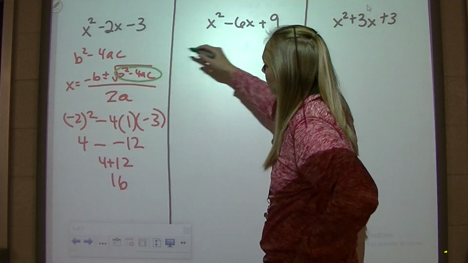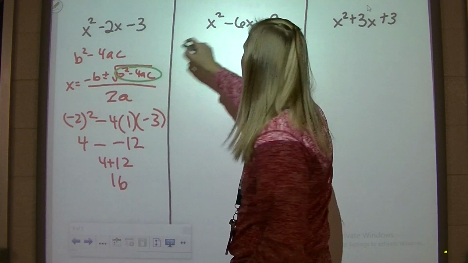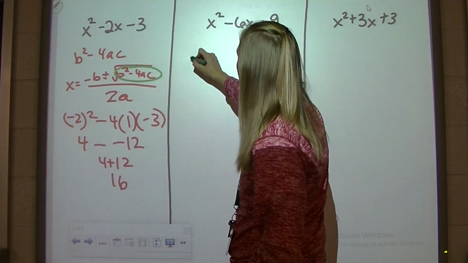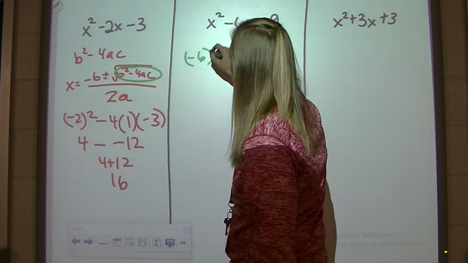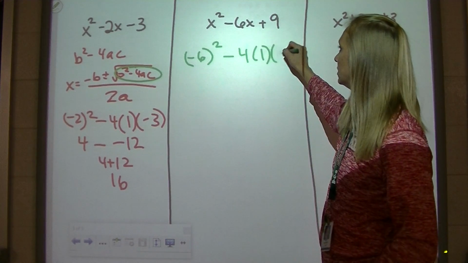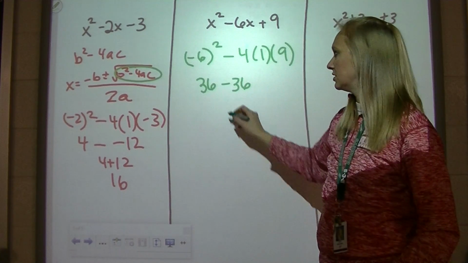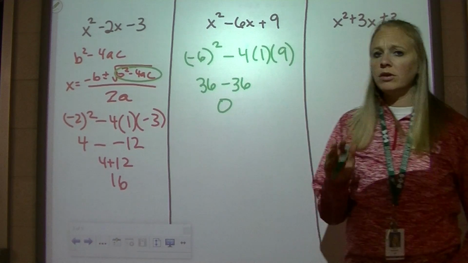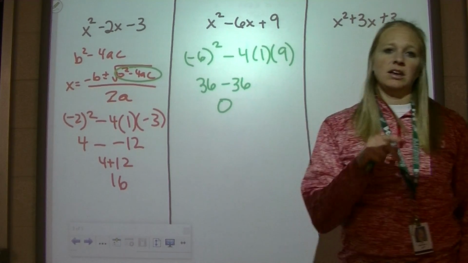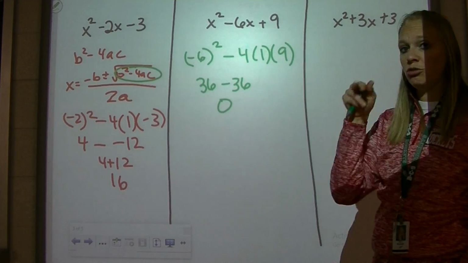For here, same thing, b squared minus 4ac, again used from the quadratic formula. So b is -6, -6 squared minus 4 times 1 times 9, so I get 36 minus 36, which is 0. Whenever you have a discriminant of 0, it's always one real solution. Really, it's that one solution repeated.